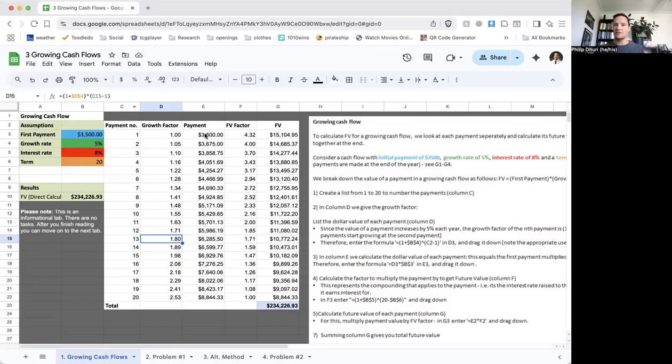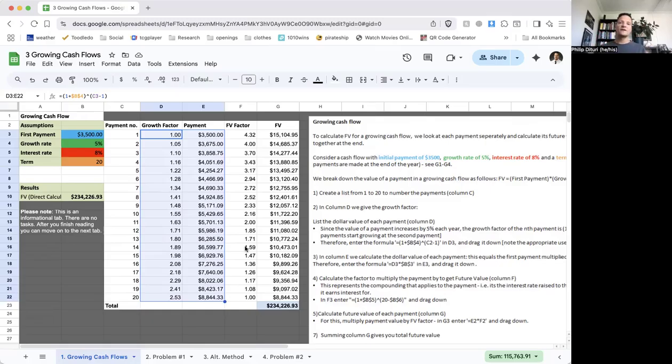Now, I actually deposited 3,500. So 3,500, let's look at the actual formula I have here. So 3,500 times this 1.80 is going to give me the value of my 13th payment, which is $6,285.50. Okay, so we've solved the first subproblem, right, in these two columns. We've calculated what each of our payments are, right?